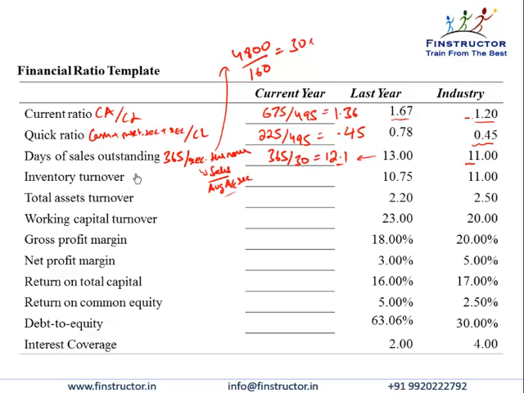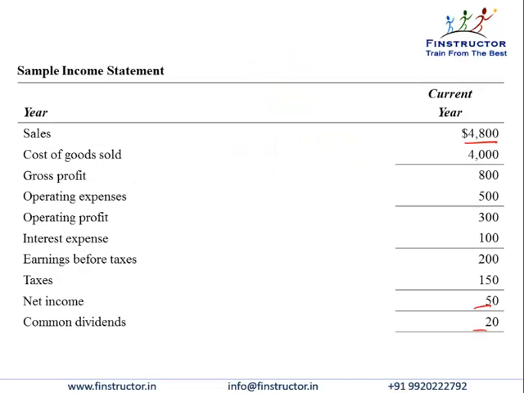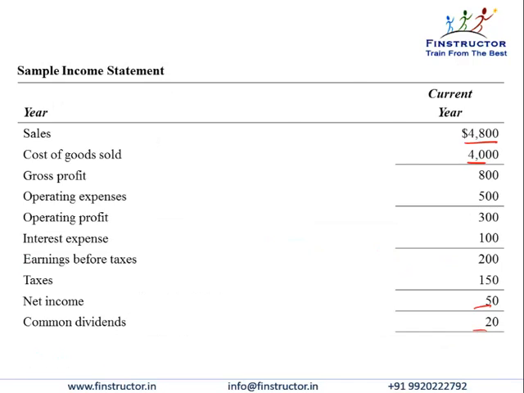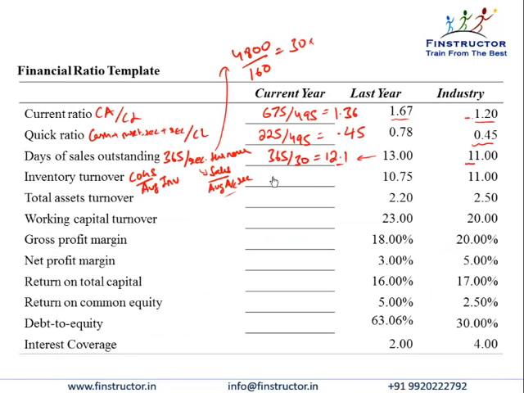Inventory turnover similarly can be calculated as the cost of goods sold upon the average inventory. So the cost of goods sold from the income statement is $4,000, and the average inventory is 450 plus 350 by 2, that is $400. So inventory turnover can be calculated as 4,000 divided by 400, that is equal to 10 times. So it's deteriorated from last year and is slightly below the industry average. That is, there is scope for us to churn our inventory faster or keep lesser inventory for the sales that we are doing.